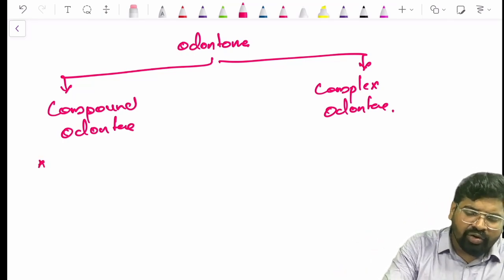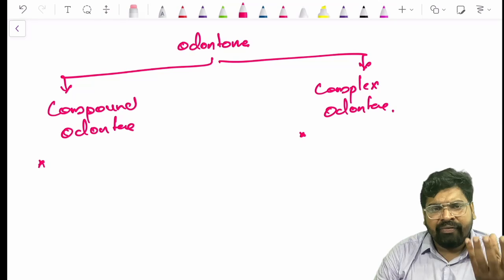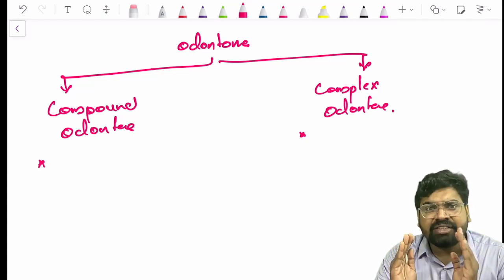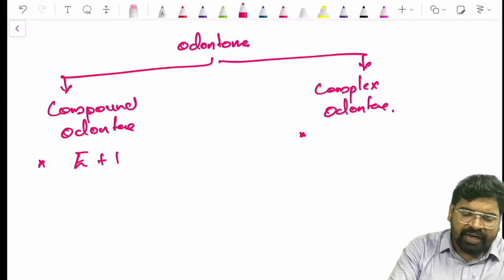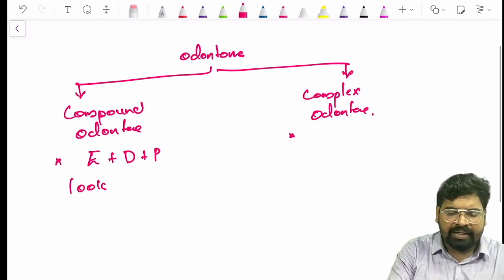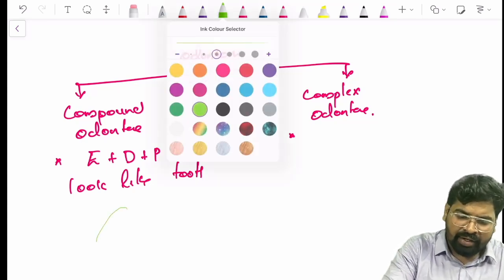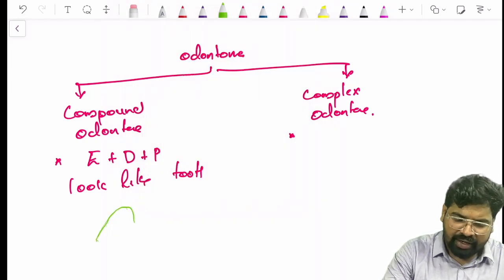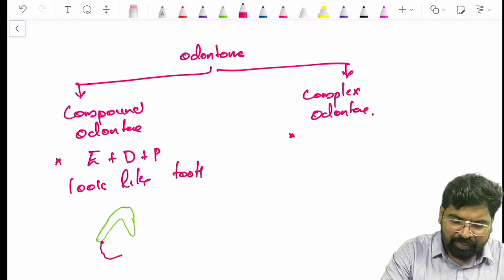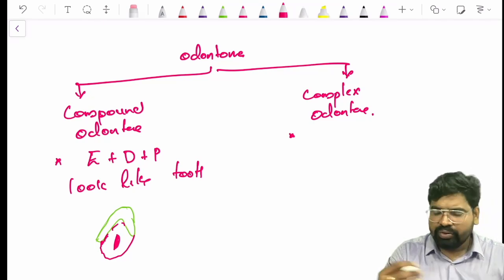Now what is the feature of compound and complex odontome? How can we differentiate? If the odontoma formed looks like a tooth, a perfectly structured tooth, it has enamel, dentin, and pulp, and the architecture looks like a tooth. It will have a deposition of enamel like this, then a part of dentin deposition, and in the center some pulpal tissue. So this will look like this.